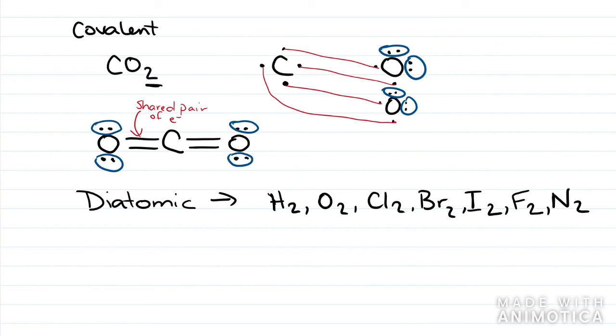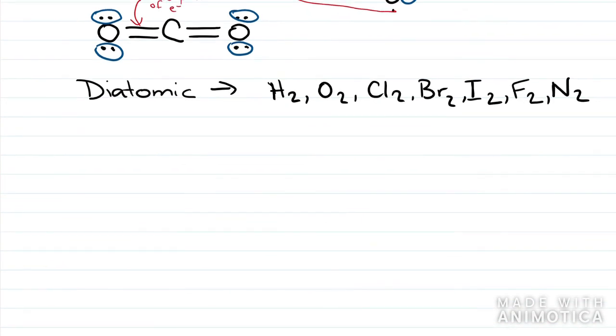These elements are so reactive that they are never found apart. They're always found together. So you'll never find just a plain hydrogen by itself in nature. If you find one, you'll always find it as a pair. Same with oxygen, chlorine, bromine, iodine, fluorine, and nitrogen. The thing about these is they're all nonmetals, which means they have covalent bonds.